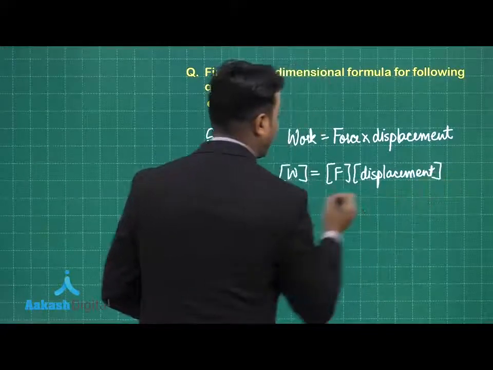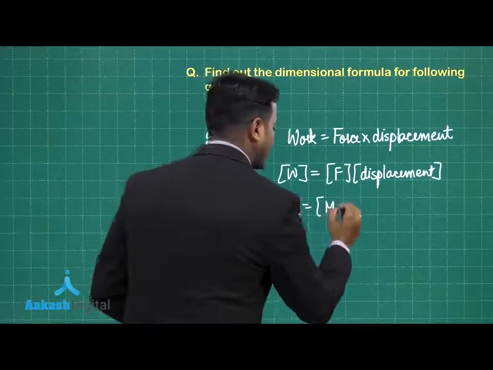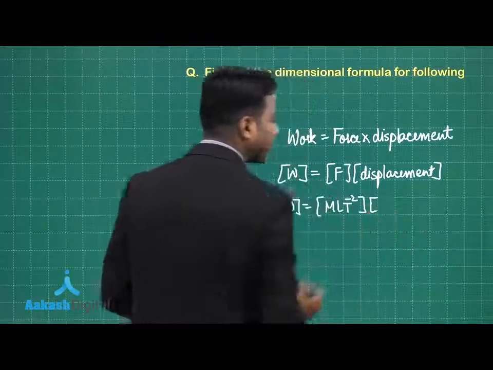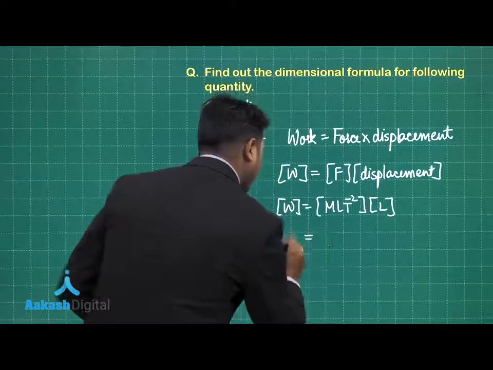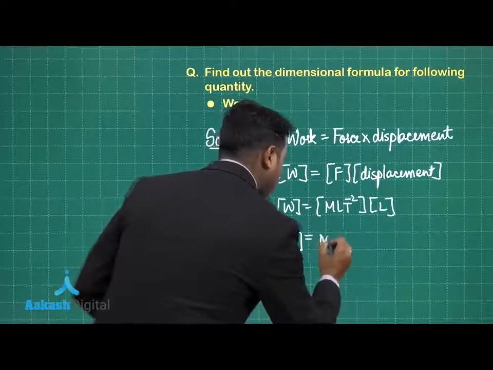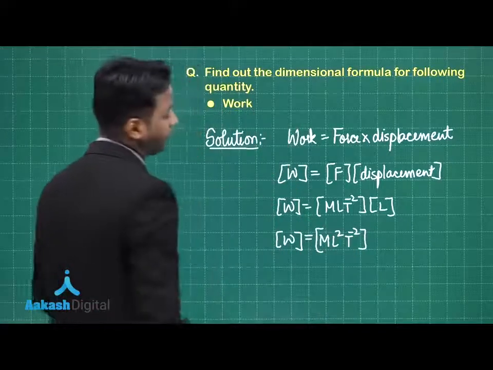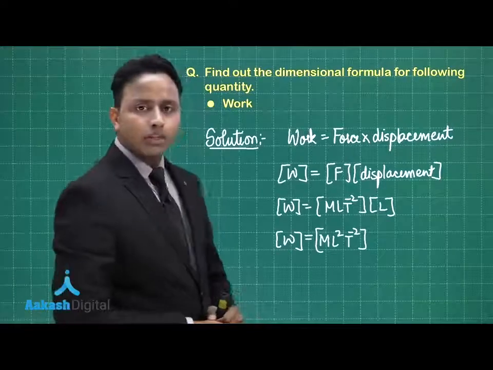And you must know in the dimension format, the dimension of force is actually mLT minus 2, we have just calculated, and displacement is simply a length, so that is L only. So dimension of work will come out to be mL square T minus 2. Now this dimension of work is actually coming out to be mL square T minus 2.